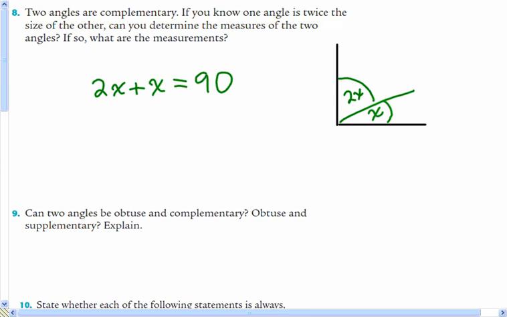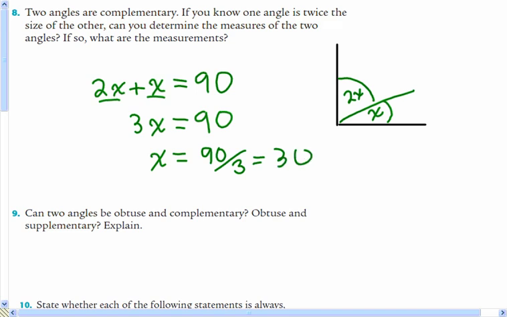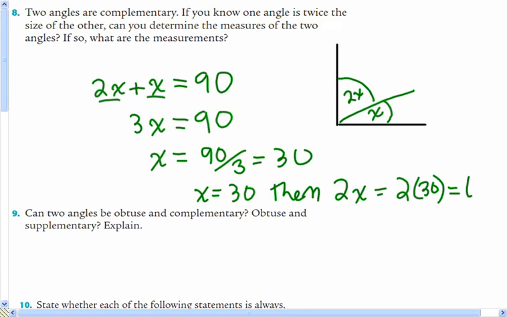And 2X plus X, those are like terms. We can combine them and make them 3X equals 90. And then by backtracking, we get X is equal to 90 divided by 3, which is 30. And if X equals 30, then 2 times X equals 2 times 30, which is 60. So this angle is 30 degrees, and this angle is twice as big at 60 degrees. And together, the two angles add up to 90 degrees.